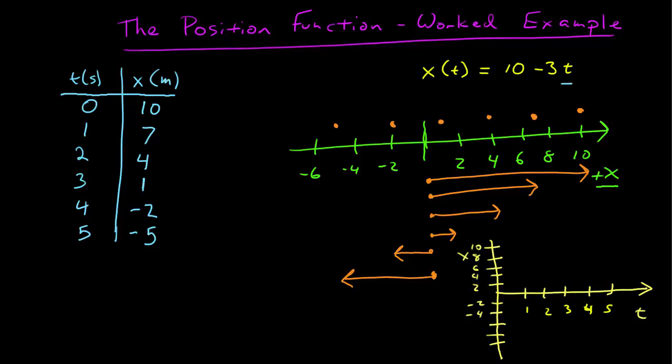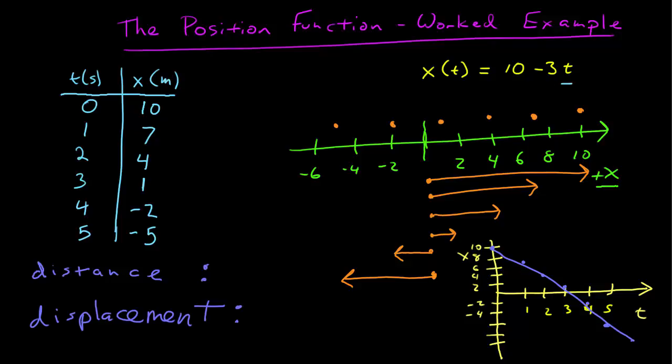Next up is a graphical representation. I may have squished my axis a little bit here, but I think it'll work. At 0, we have 10, and at 1 second, 7. 2 is 4, 3 is 1, then 4 is negative 2, and 5 is negative 5. So we have a straight line, as we knew we would, given the function, and now we have a graph of the position.